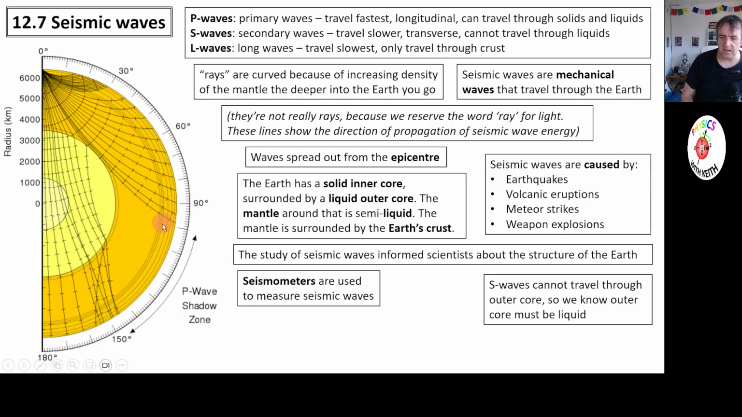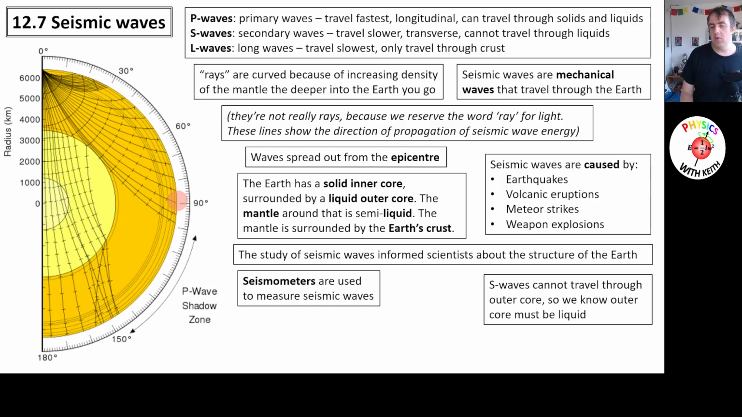Now that's very interesting. You will detect P waves, and only P waves, when you are about 145 degrees around to 280 degrees, and remember it's a circle, so it's all symmetrical, on the other side of the Earth from the epicenter. You will detect P waves there, but no S waves. But you will detect P waves and S waves from 0 degrees to 98, maybe 99 degrees. So what's going on here then?